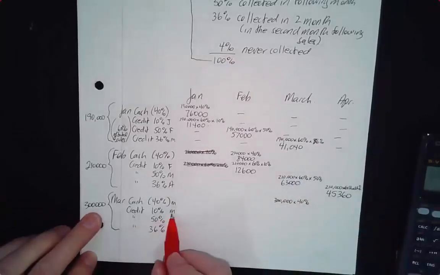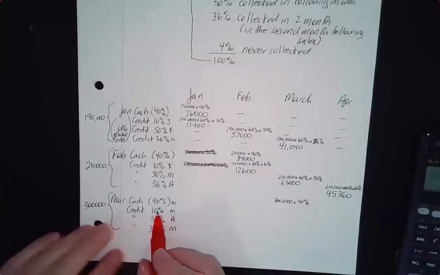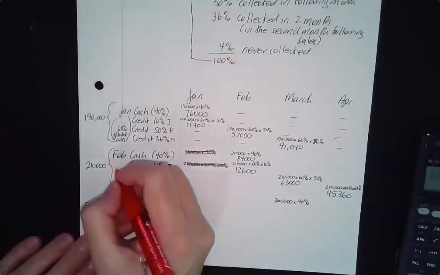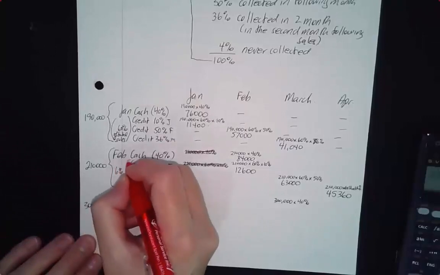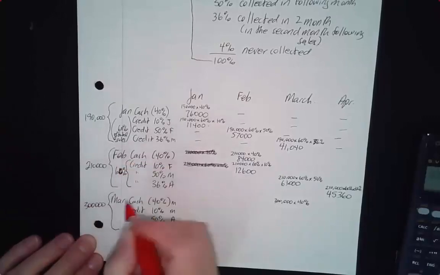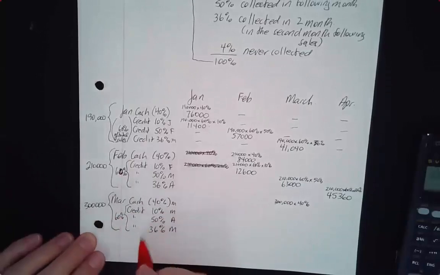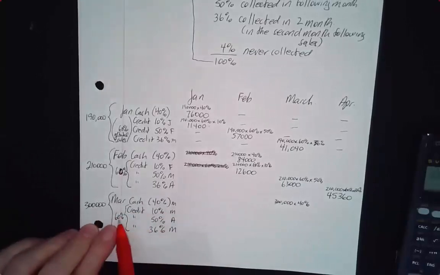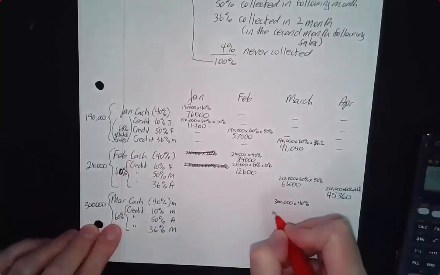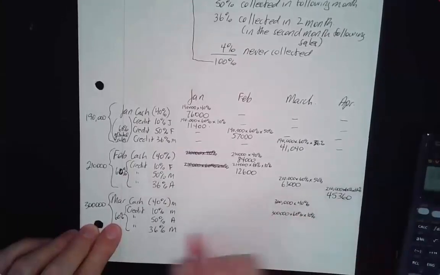Now, credit sales in March are going to be 10% of the 60%, right? Because again, this is 60%. All of the credit sales are 60%. So I'm going to take 300,000, 60%, 10%. It's going to be in March, way over here. 300,000 multiplied by 60% multiplied by 10%, March to March.